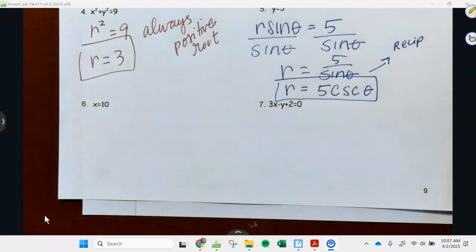Number 6. Y'all, number 6 is just like number 5. Try to do that one on your own. You're just going to have the word cosine.